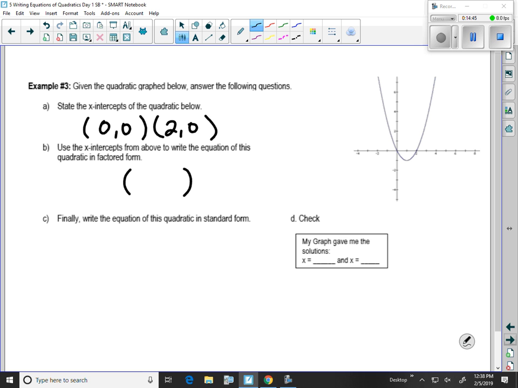X. Do you remember when you were factoring and solving, anytime you had x equals 0, it was an x out here by itself? Hopefully. I know it didn't happen all the time. But anytime you have an x-intercept of 0, that just means you have an x outside. How would we write 2?